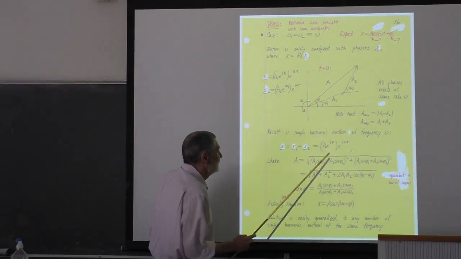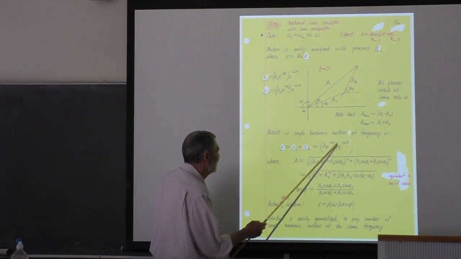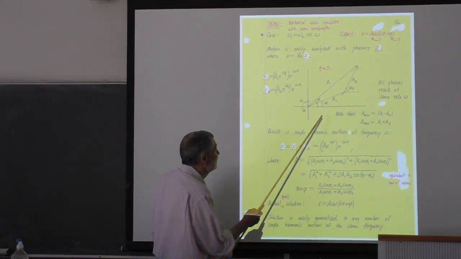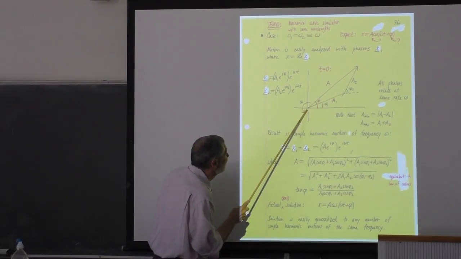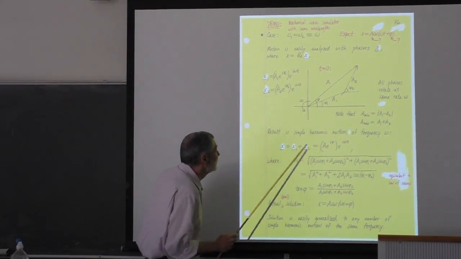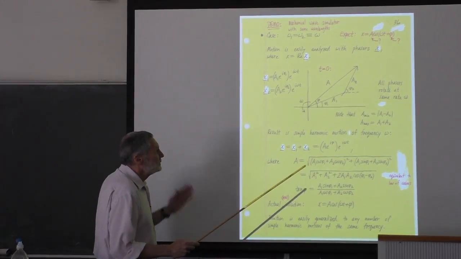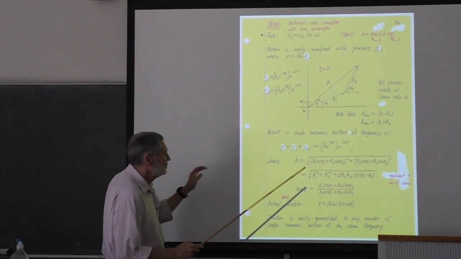So to calculate it, here it is. We know this A has to be going at the same frequency, and it'll have some complex amplitude. We don't know the magnitude here, and we don't know the phase. That's what we want to determine. Now, there are two ways you can do this. There's a geometrical way.